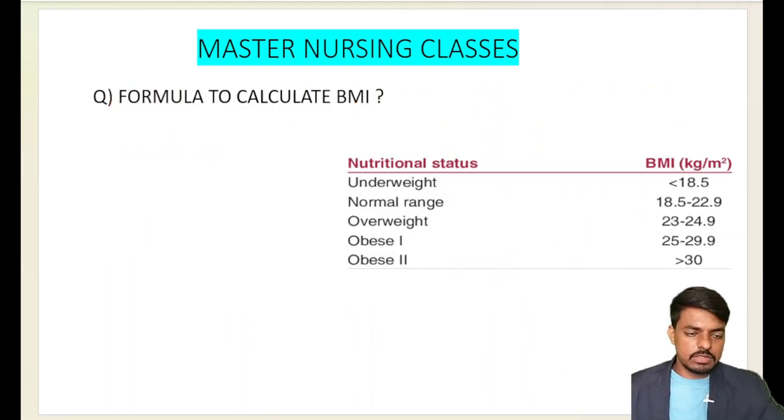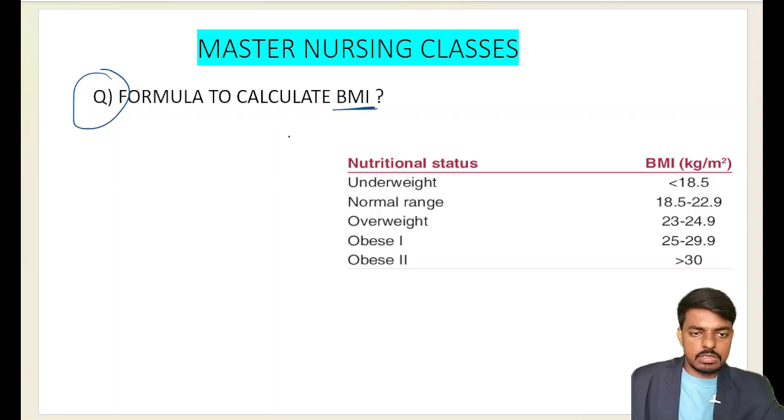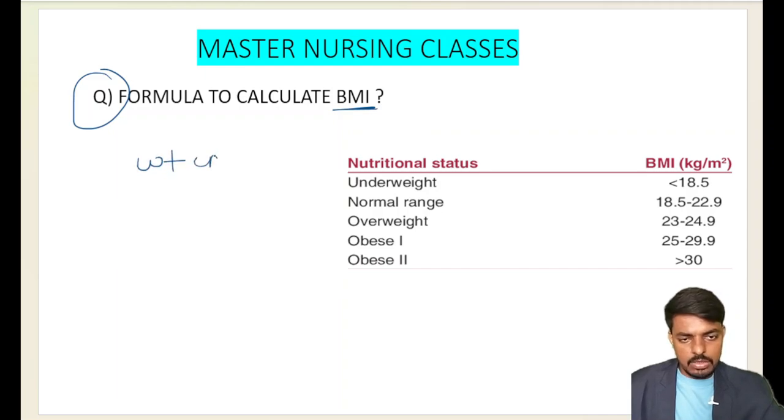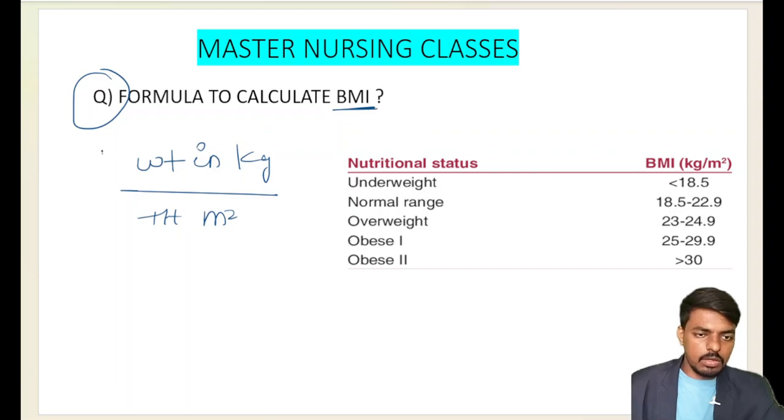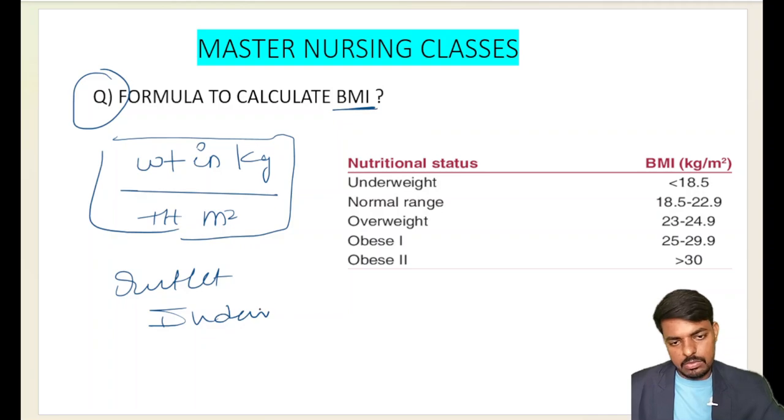This is also one question asked in your KGMU exam: the formula for how you calculate the body mass index. Body mass index is calculated by weight in kg divided by height in meter square. Very important. This is the formula to calculate the body mass index, and it is also called the Quetelet index.